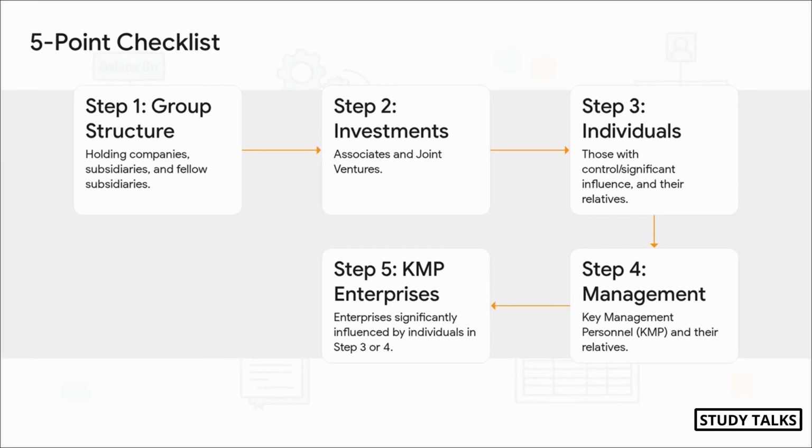Okay, this slide right here, this is your absolute go-to for identifying these parties. Let's run through it. Step 1 is your basic family tree of companies. Parent, subsidiary, sister companies. Simple. Step 2 adds in associates and JVs. Step 3 is about the big bosses, the individuals who own enough to have control or significant influence, and, this is key, their relatives. Step 4 is similar, but it's for the top management, the KMPs, and again, their relatives. And then Step 5, now this is the one that people always seem to forget, any other company that those individuals from Steps 3 or 4 have significant influence over. Seriously, you need to know this checklist inside and out.